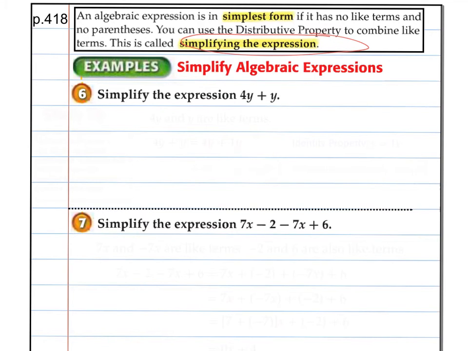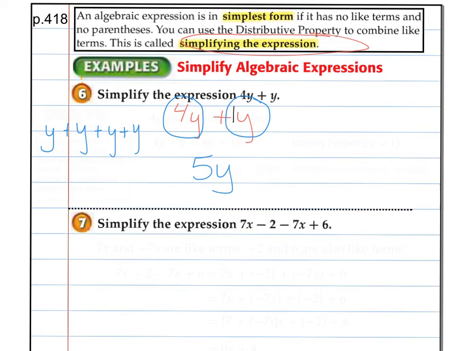So we decide that we have 4y plus y. And since they are like terms, this is also the same as 4y plus 1y. So since they are alike, it's really like I'm adding 4 plus 1, which is 5y. So you can picture this 4y is really like y plus y plus y plus y. And we know multiplication is repeated addition, and this is plus another y. That all together are 5 y's.